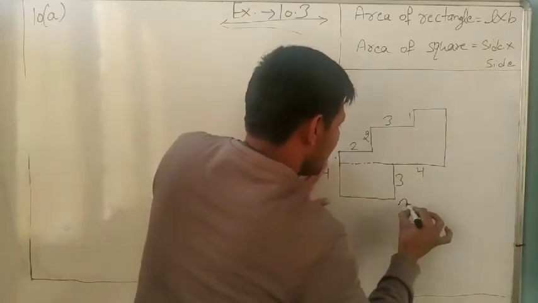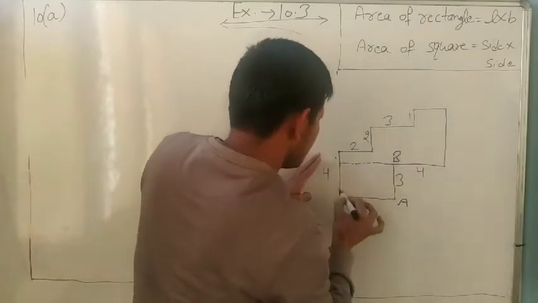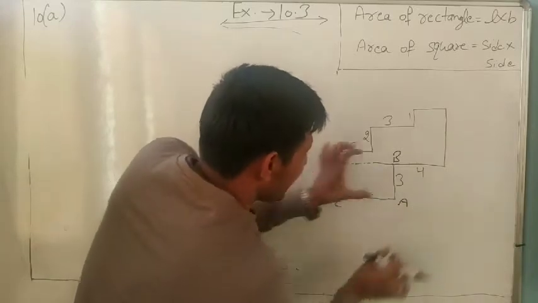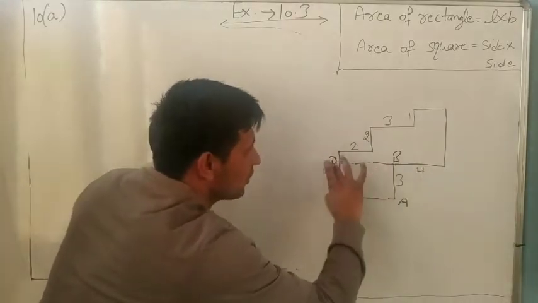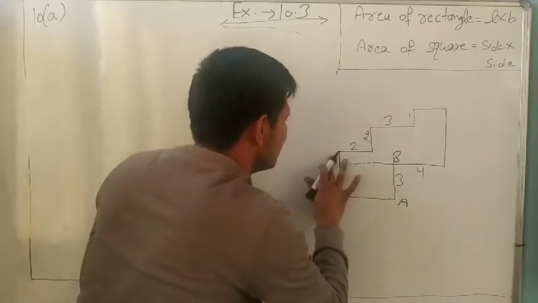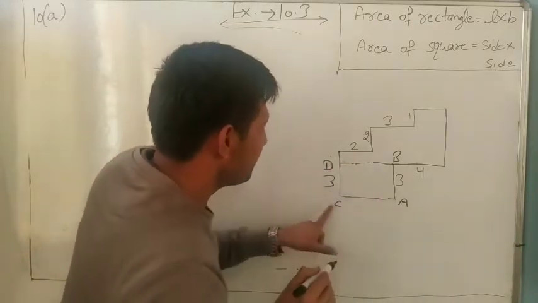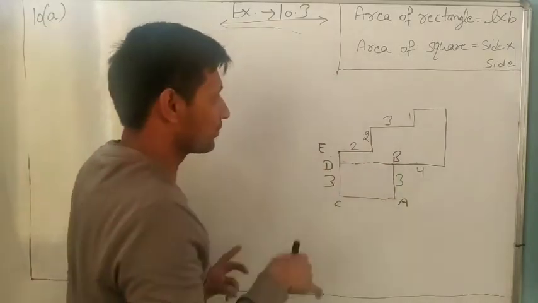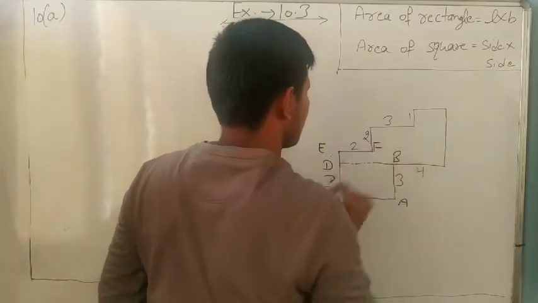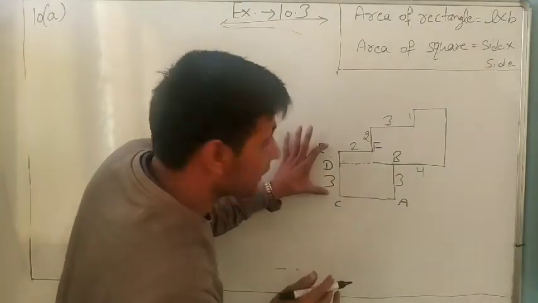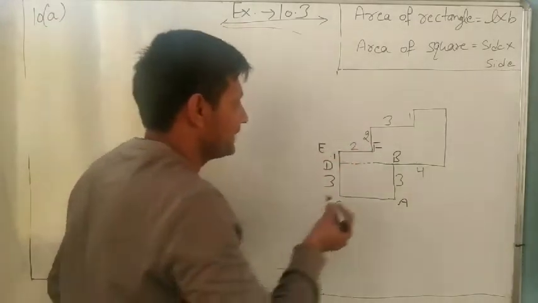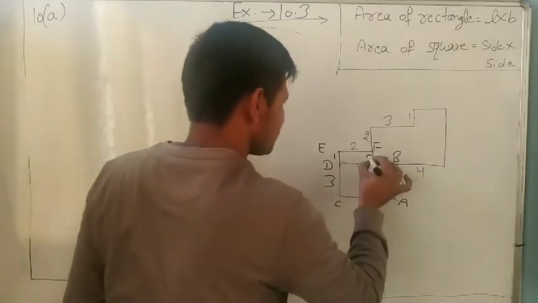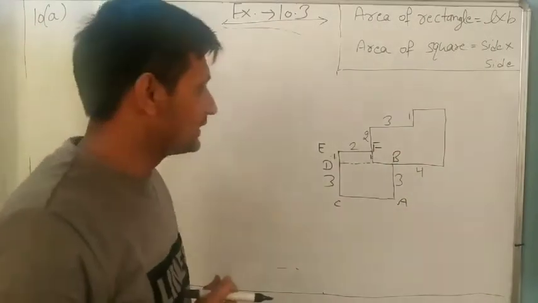Suppose I am giving names A, B, C, D. So C to D total is 4, but A to B is 3. So this one is also 3. Yes, very good. A, B, C, D, E, and suppose F. Now the total is 4 given. It is 3, so this is 1. Same as it is, and if you join this one, it is also 1.